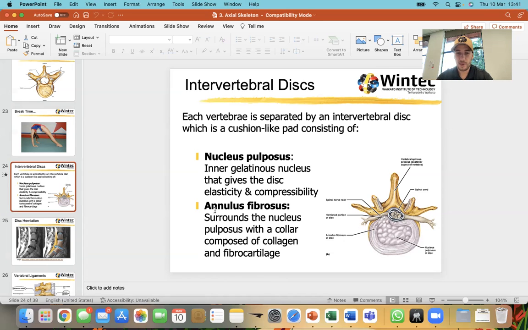All right, next we have the annulus fibrosus, which surrounds the nucleus pulposus with a collar of collagen and fibrocartilage, and that's the shock absorber. It wraps nicely around the gelatinous nucleus to contain it, and it also provides that disc-like shape that can absorb the impact of each step or of gravity.